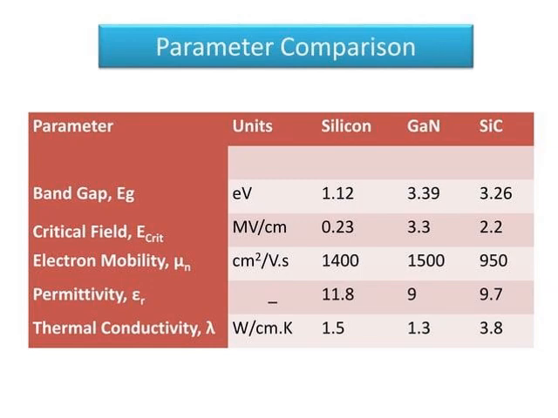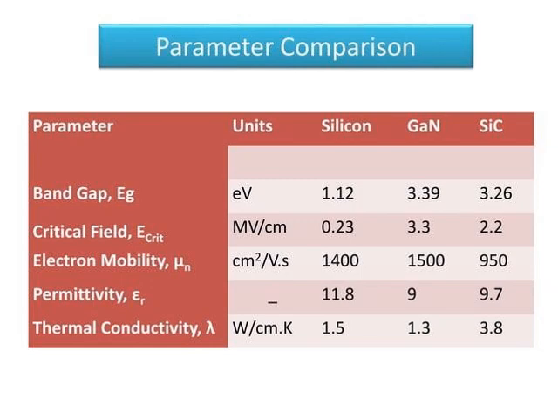The different parameters compared here are based on different semiconducting materials like silicon, gallium nitride and silicon carbide. Silicon, as we know, is a very common, conventional semiconducting material. When you see the band gap in terms of electron volt, you can see 1.12 is the band gap for silicon, 3.39 for gallium nitride and 3.26 for silicon carbide. So you can see a very high band gap energy that is required for conduction.